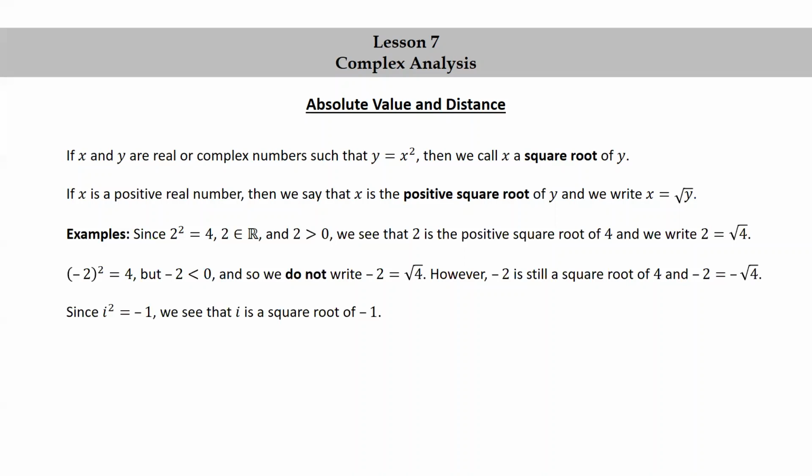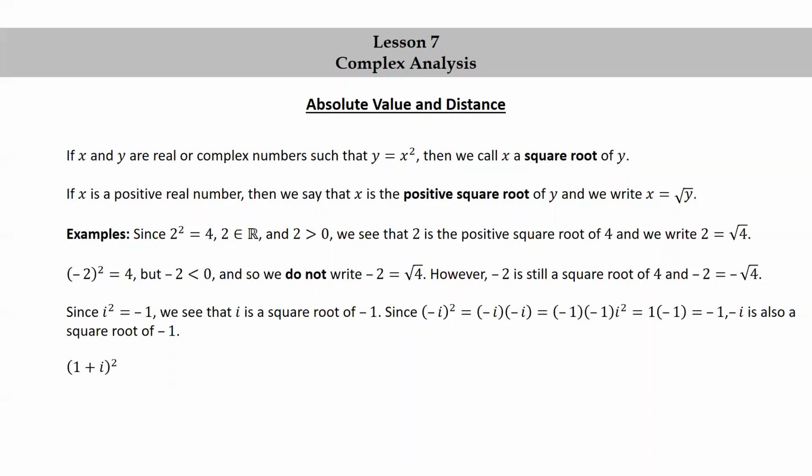Since i squared is equal to negative 1, we see that i is a square root of negative 1. Since the square of negative i, which is equal to negative i times negative i, and that's equal to negative 1 times i squared. Now, negative 1 times negative 1 is 1, and i squared is negative 1. So we get 1 times negative 1, which is negative 1. So since the square of negative i is negative 1, negative i is also a square root of negative 1.